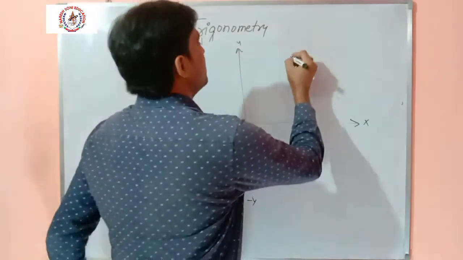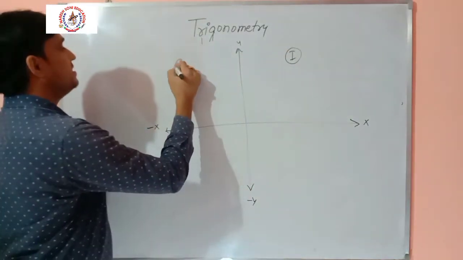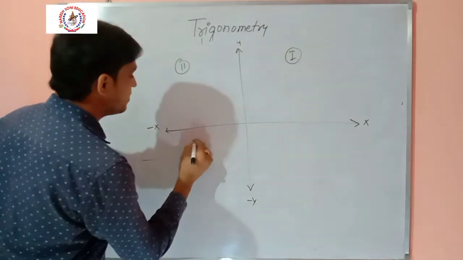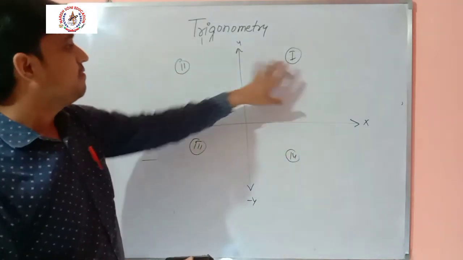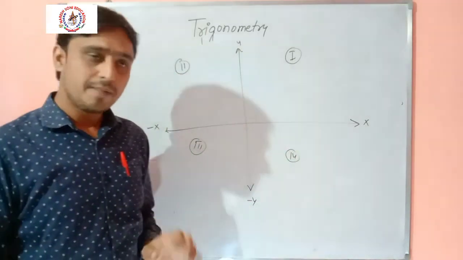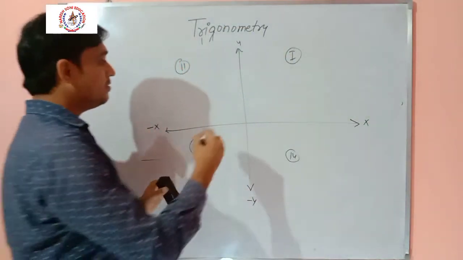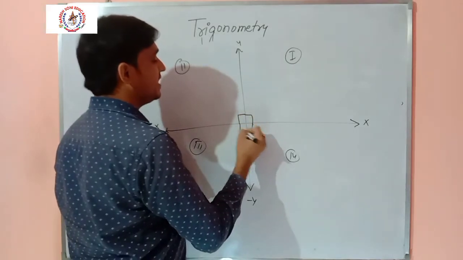Okay, so this one is the first quadrant, this one is the second quadrant, this one is the third quadrant, and this one is the fourth quadrant. These are the 4 quadrants here. In this first quadrant, each angle is 90 degrees.